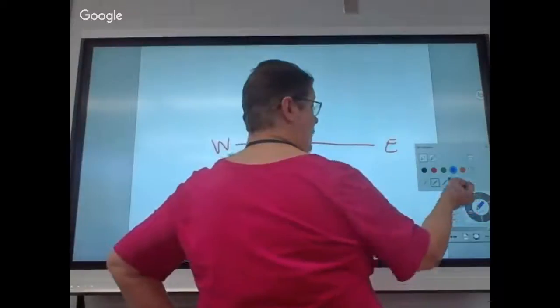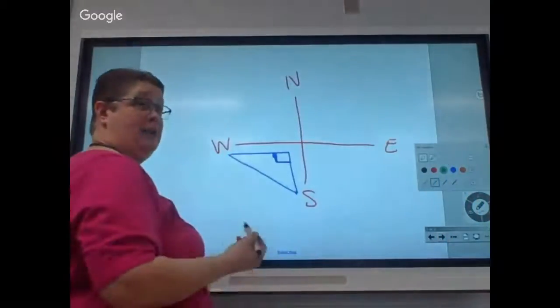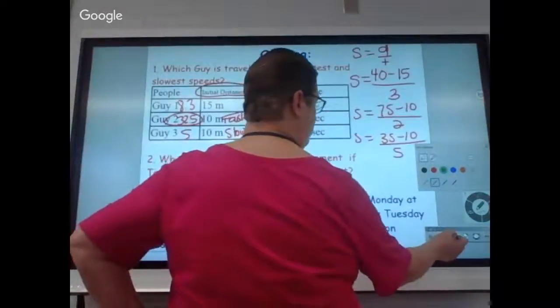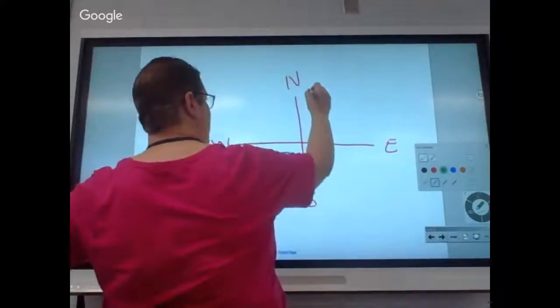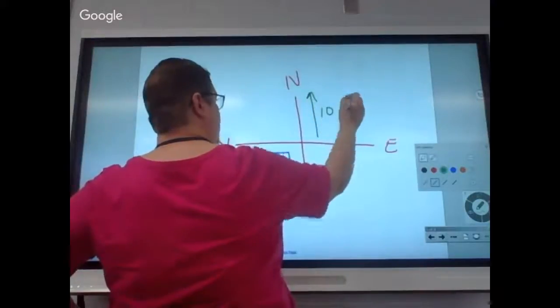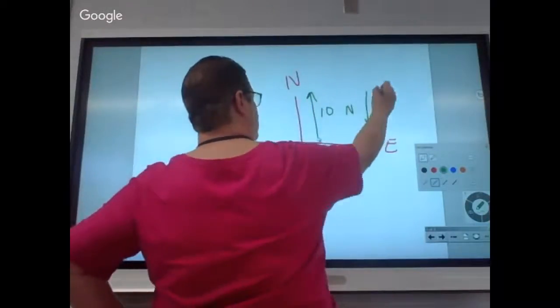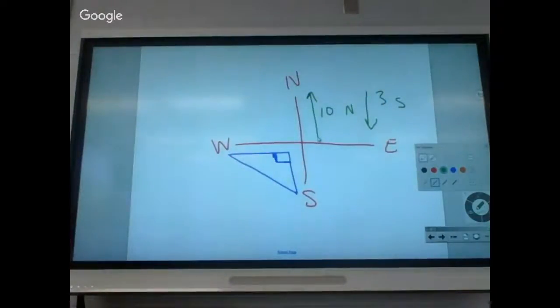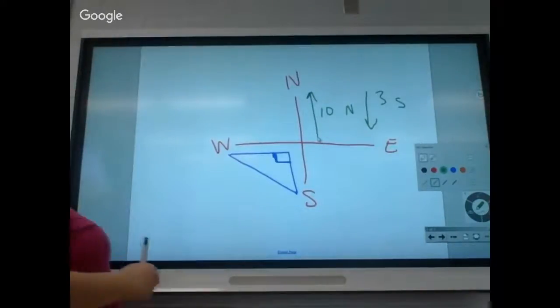So the point I'm trying to make is, let's say on the test, I told you you went 10 miles north, and then you went 3 miles south. What would you do if you went 10 miles north and 3 miles south? Would you have to use the Pythagorean theorem there? No. What would you do there? You would just subtract because you don't have the what? You don't have a right angle there. Does everybody see the difference in those two questions? Okay. I just wanted to make sure everybody did.